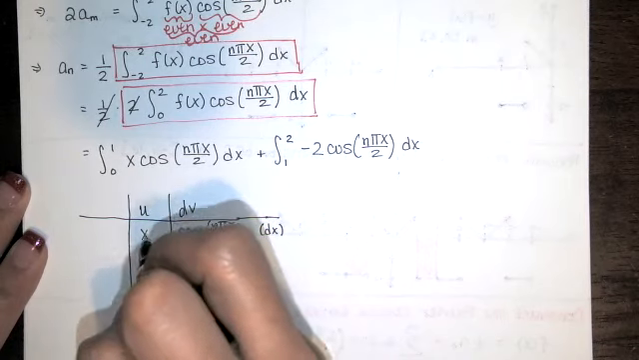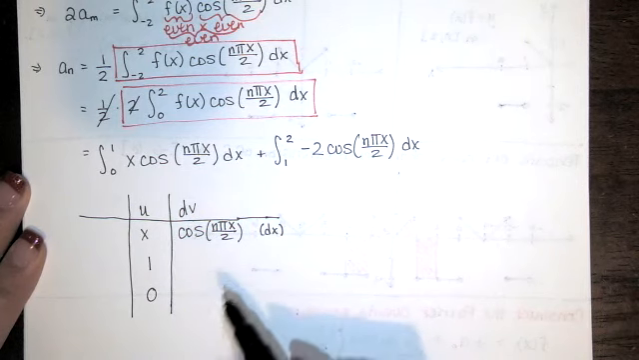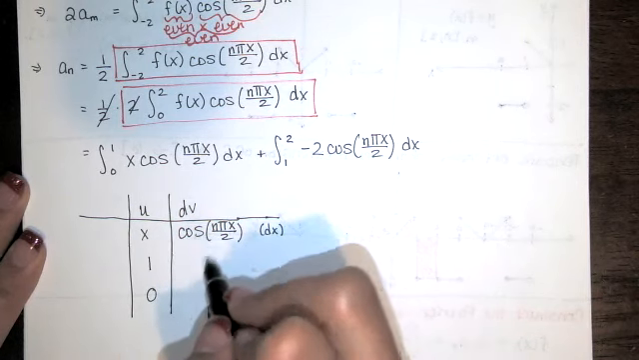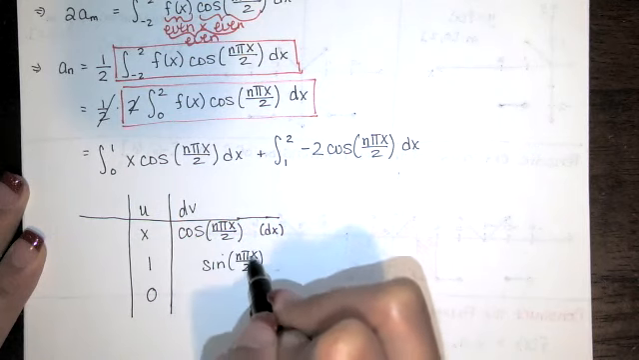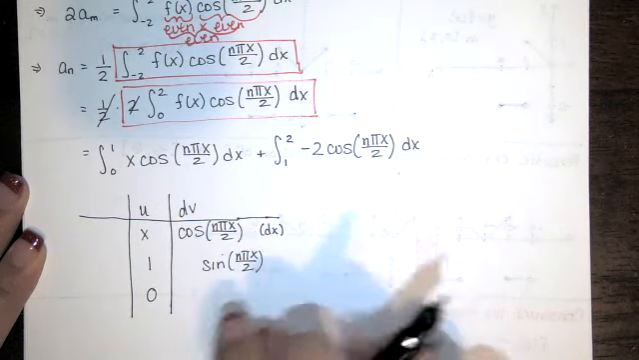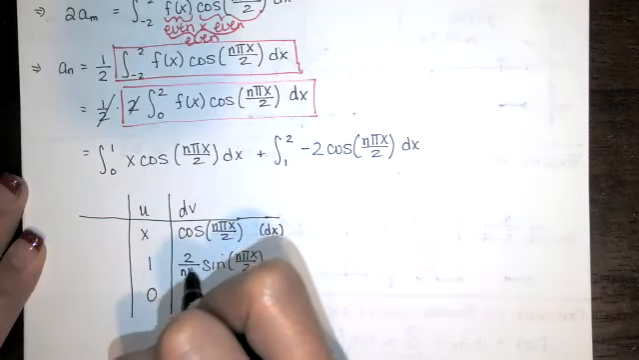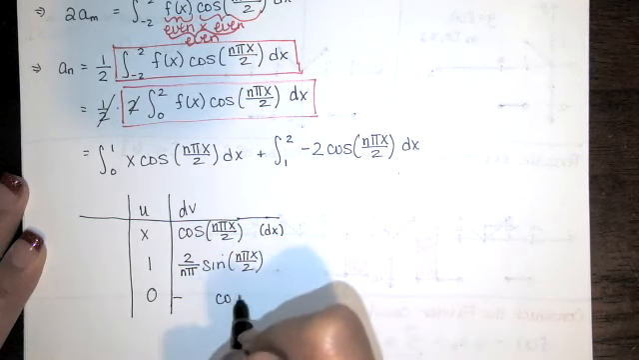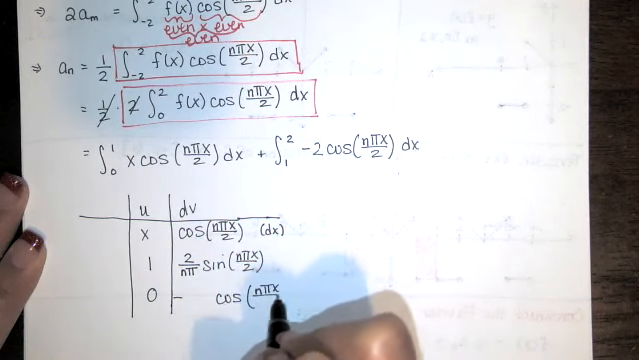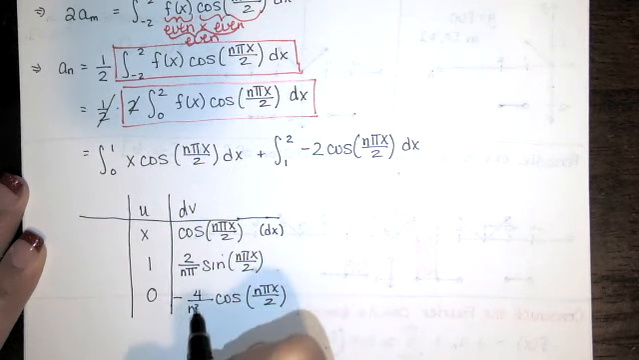And then we differentiate in this column. Derivative of x is 1, derivative of 1 is 0. Then over here, we take the antiderivative of cosine of n pi x over 2. Antiderivative of cosine is sine. But since we have something multiplying the x inside, we've got to divide by that. Dividing by n pi over 2 is the same as multiplying by 2 over n pi. The antiderivative of sine is negative cosine. And then we will have to divide by that n pi over 2 again. So that means we're just multiplying by the reciprocal. We end up with 4 over n squared pi squared.